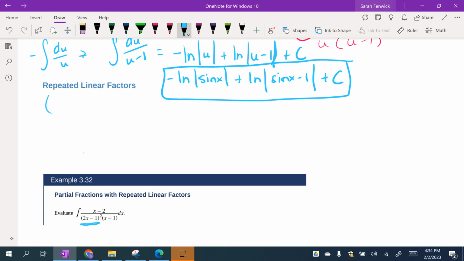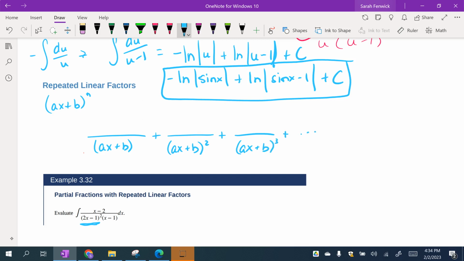So if I have a factor that looks like ax plus b to a power m, then I have to represent all the powers from 1 up to m. So I have to have ax plus b to the 1, I have to represent ax plus b to the 2, I have to represent ax plus b to the 3rd, and then all the way up to ax plus b to the n. Now, usually we don't have quite that many, but that would give me a, b, c, and then wherever we end up with our letters there.